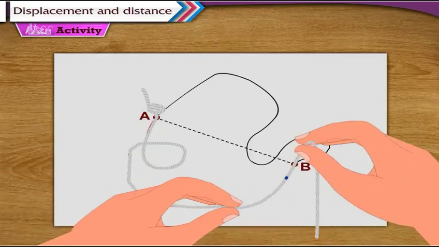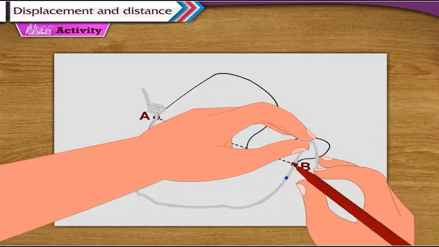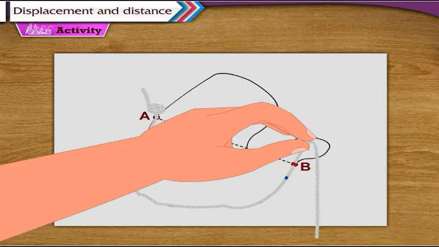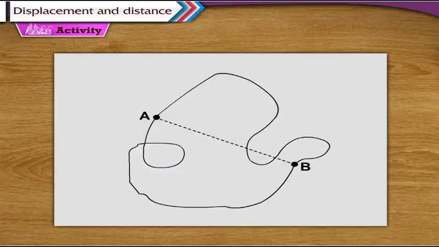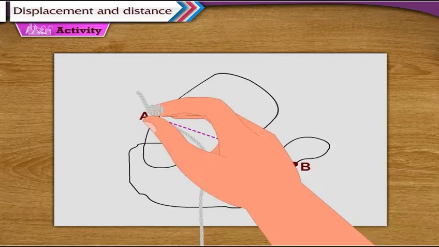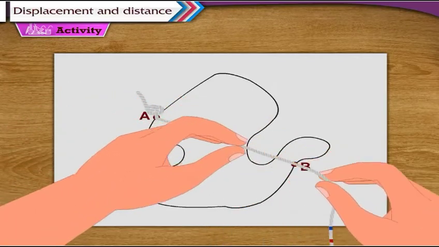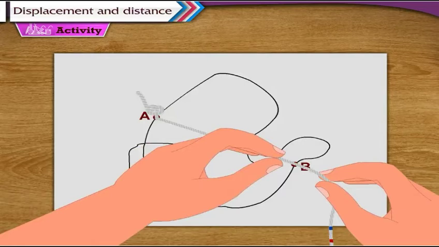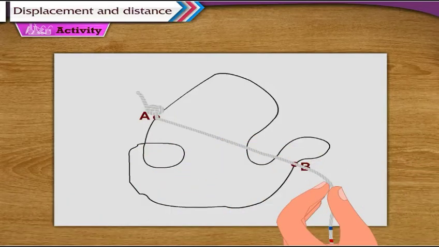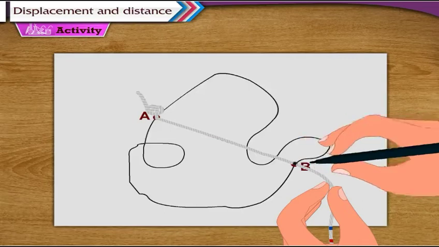After measuring the distance from A to B in all the three ways, let us keep the thread on the table such that all the three marks are clearly visible. On observing the marks, we can say that the distance measured in all the three ways is different. Can you tell which distance is correct? You are right. The distance measured from A to B through the dotted line is the correct distance.